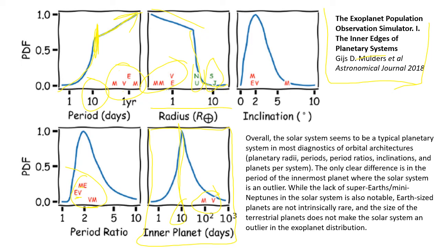"Earth-sized planets are not intrinsically rare, and the size of the terrestrial planet does not make the solar system an outlier." So it's not that the size of the planets that we've got are rare, it's that we're lacking the really common sized planet, which is our super Earth or mini Neptune. So the solar system is unusual, not massively unusual compared to our projection of what planetary systems there are around all the other stars, but it is unusual.